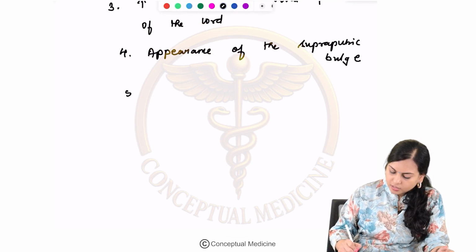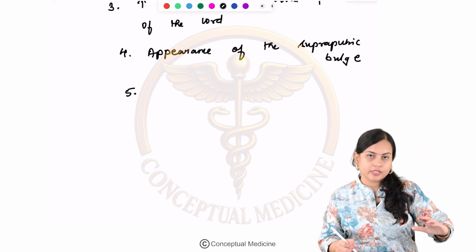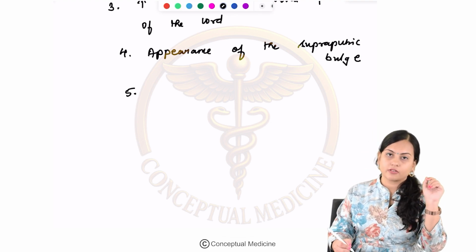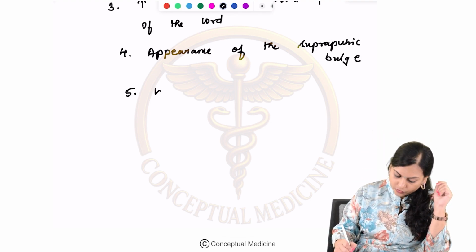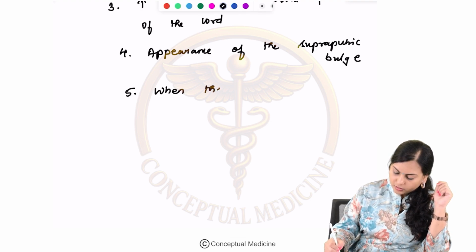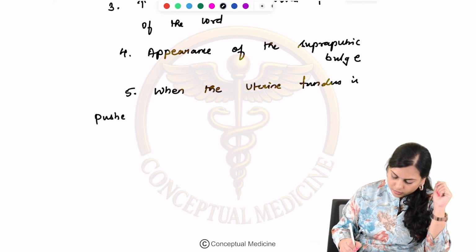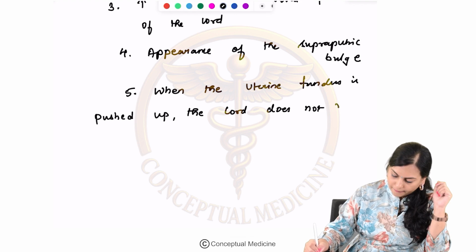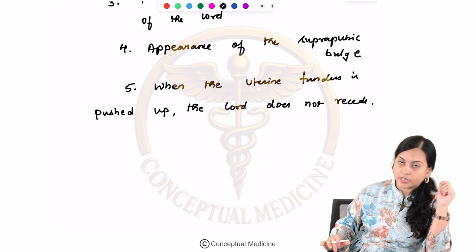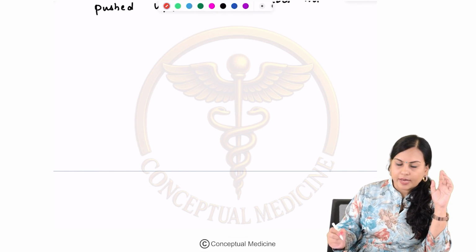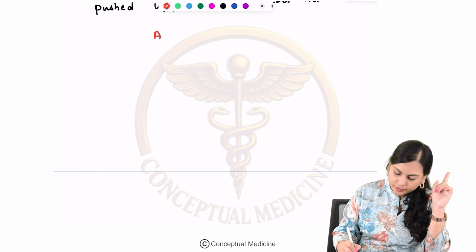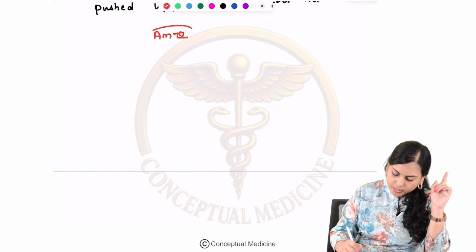and you can even try to push up the uterine fundus, and while you are doing that, the cord doesn't retract up, okay. So, when the uterine fundus is pushed up, the cord does not recede, okay. And at this stage, definitely we have to do active management of third stage of labor, that is AMTSL.